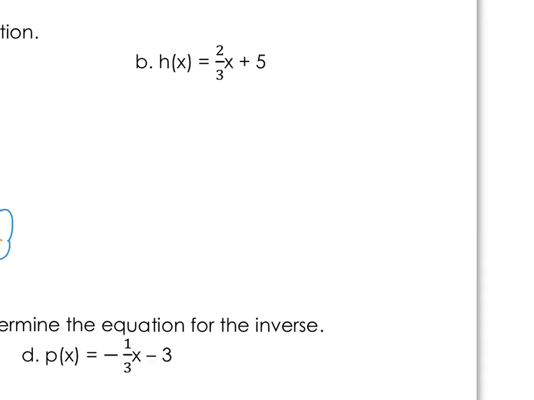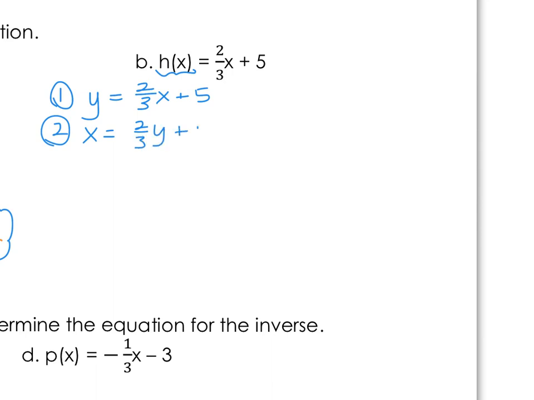In our next example, h of x equals 2/3 x plus 5. Notice we've changed the function notation from f of x to h of x, and that's totally okay to do. In step 1, instead of replacing f of x with y, we're going to replace h of x with y. Instead of h of x equals, we'll just start with y equals 2/3 x plus 5. Step 2, we'll switch our x and our y variable. x equals 2/3 y plus 5.